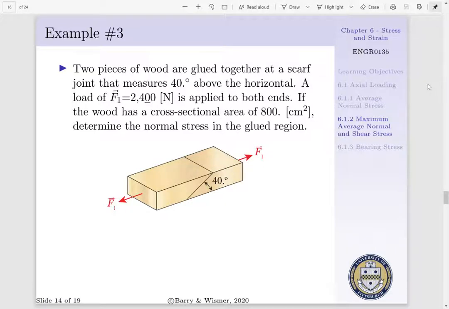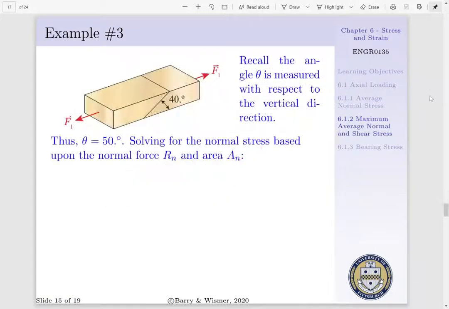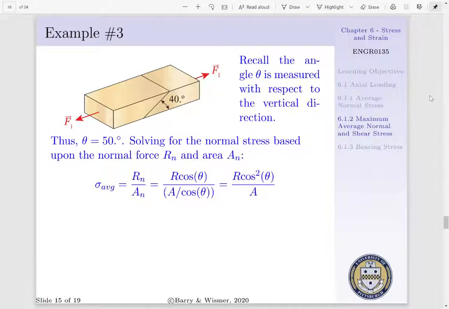To solve this problem, we have to recall our angle theta is going to be measured with respect to our vertical direction. Thus, theta is going to be 90 minus 40 degrees, i.e. 50 degrees. We can solve for a normal stress based upon our normal force R sub n and our area A sub n. That is, our average normal stress is going to be R sub n per A sub n, which is R cosine theta per A per cosine theta, which is equal to R cosine theta squared per A.